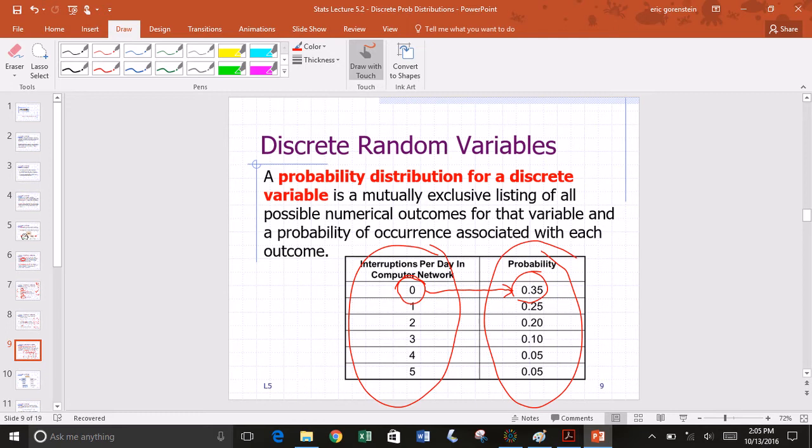So basically, in the last topic, probability, we answer the question, okay, here's one outcome. What is the probability of that one outcome? Now, in the context of probability distributions, we basically list all possible outcomes and give the probability of each of those possible outcomes.